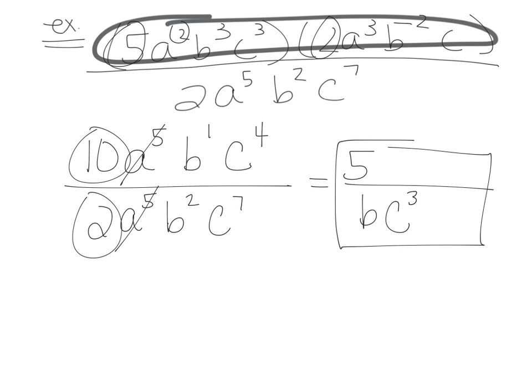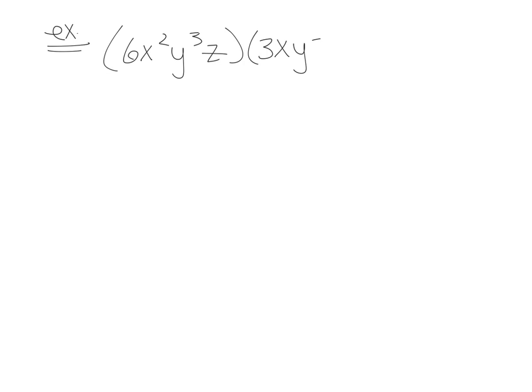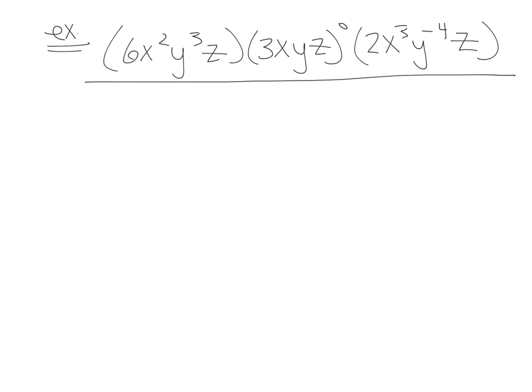Hopefully you're all with me and hanging in there. Let's do one more. 6x squared y cubed z times 3xyz all to the 0 power all over 2x cubed y to the negative 4 z all over 20x to the 6th y to the 8th z.